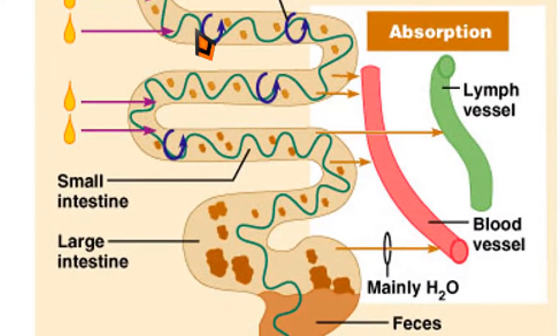Then absorption of food takes place. So it starts in the wall of the small intestine. Either the lipid substance is absorbed by the lacteals in the villi of the small intestine, or the other type of digested food is absorbed directly into the blood vessels, like glucose and other molecules.